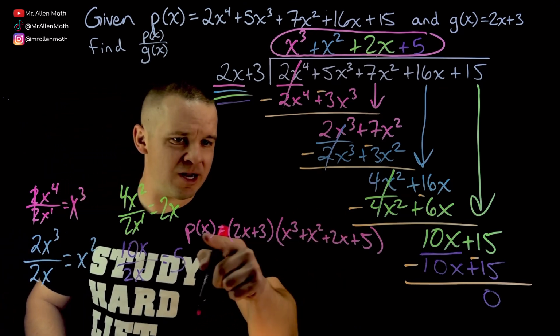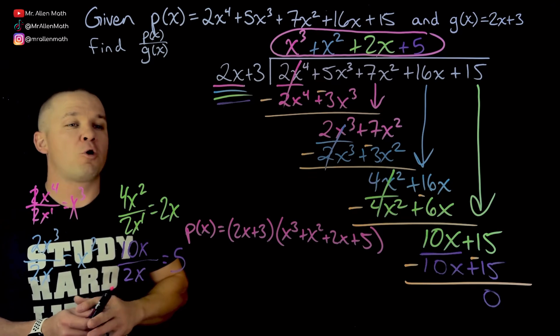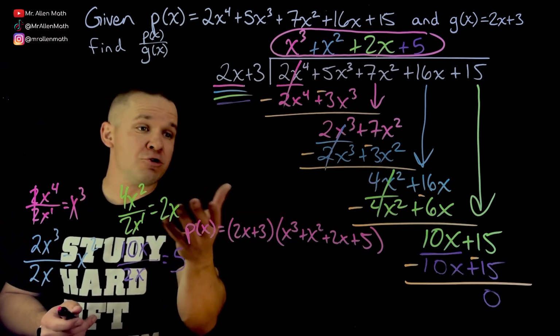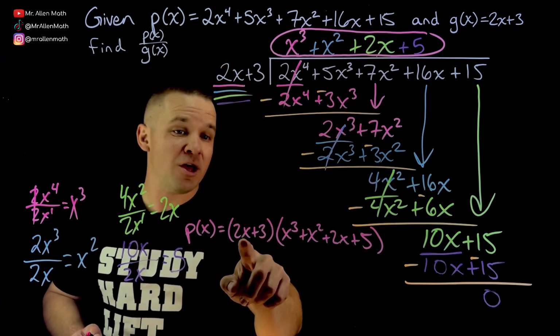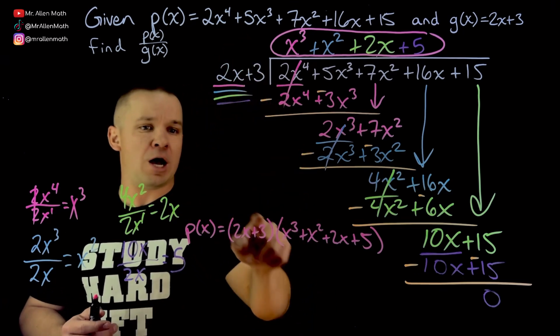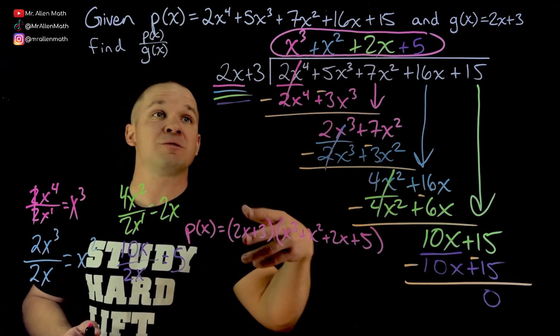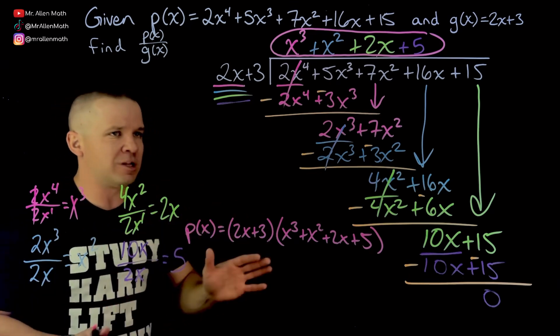Is this right here equivalent to the P of x that we have written up there, that whole quartic monstrosity? Well, yeah. One, you could multiply it out and see 2x times x cubed is going to give you 2x to the fourth. 2x times x squared is going to give you 2x to the third, but then I'll have another 3x to the third, which gives me the 5x to the third when I combine like terms. But let's think about it without multiplying it out.